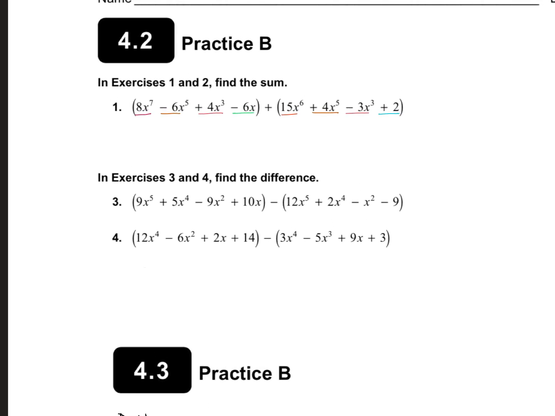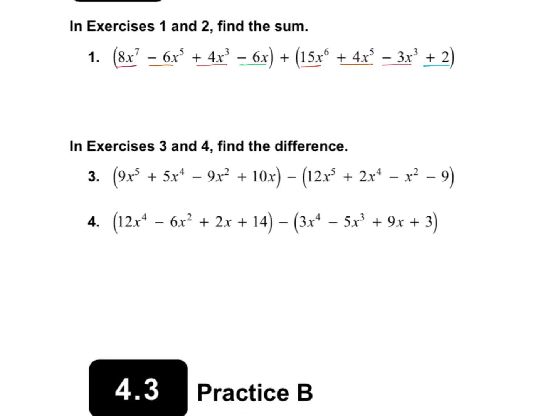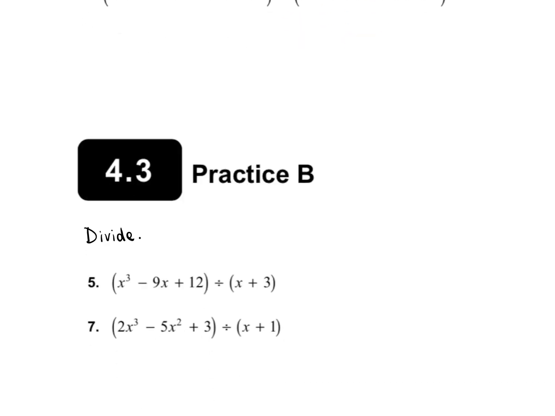For 4.2, we are just adding and subtracting. So we're going to combine like terms. For 3 and 4, when it says find the difference, what do I have to do first? Distribute the negative to everything behind it, and then just combine your like terms after that.